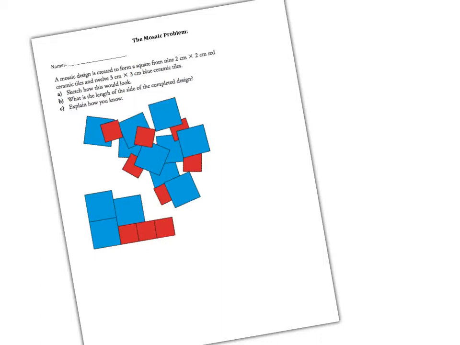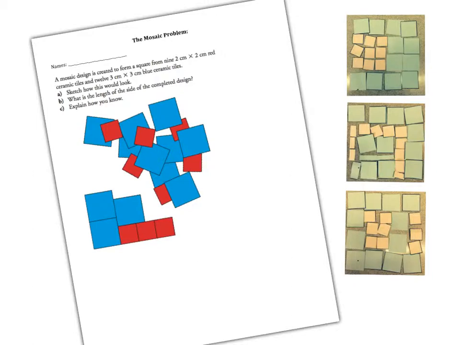So this is the mosaic problem that we were working on Friday. You can see the sheet here, and the goal was to figure out the length of the side of a completed design. And the concept was that you had to take these tiles and form them into a perfect square. And there were lots of different options, and people came up with different designs. Let's take a look at some of them.